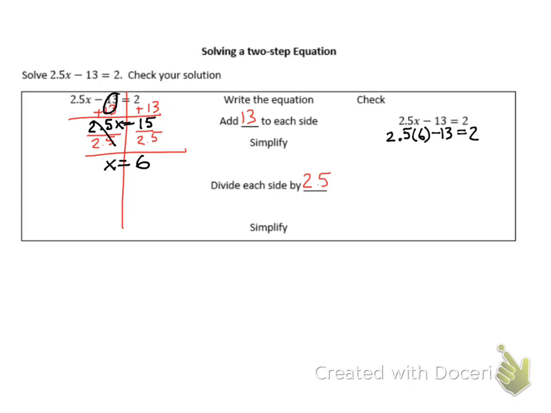All right, so 2.5 times 6 equals 15. 15 minus 13 is 2. 2 does equal 2, so we definitely found the right answer.